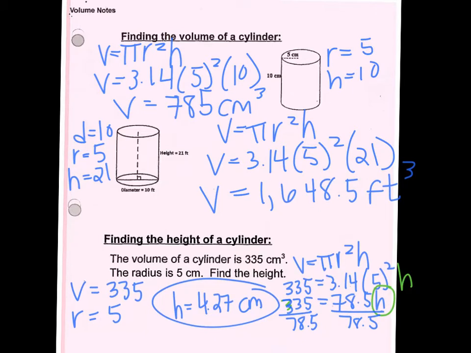So the big idea on this page is, first of all, you always need to write out the formula and then plug in the values that you know. The second big idea is to always make sure that you label your answer. If we're labeling a volume, we need to use centimeters cubed because it's a three-dimensional object. If we're just finding the height, we don't put centimeters cubed because height is not a three-dimensional object.